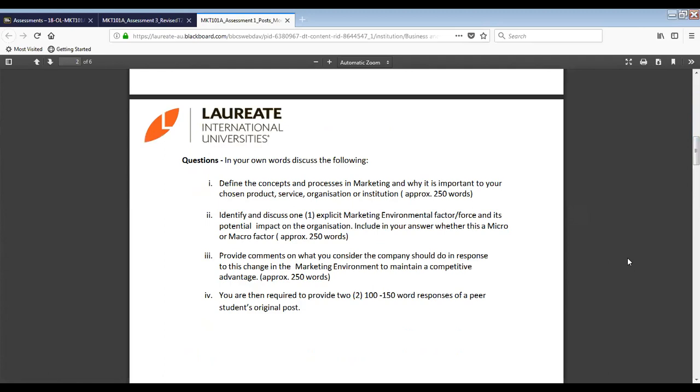We don't need that. We need you to be able to explain briefly about the theory and also implement the theory. And after that, the next one is actually about providing comments on what you consider the company should do in response to the environmental force. Okay, so questions 1, 2, and 3 are basically about part 1 of the assessment.